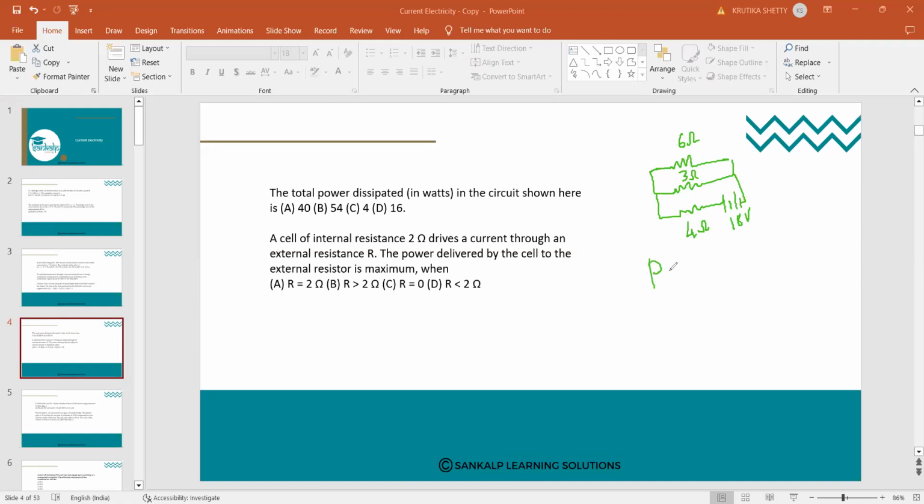So power is equal to V into I. V is 18, given in the diagram, but I is not known to us. So how do we calculate current? To calculate current, we have 3 resistors. All the 3 resistors are connected in parallel. Therefore, 1 by Rp is equal to 1 by 6 plus 1 by 3 plus 1 by 4.